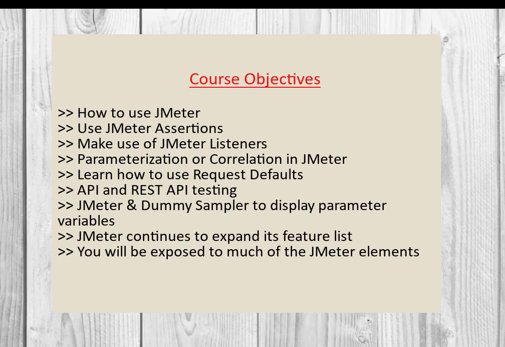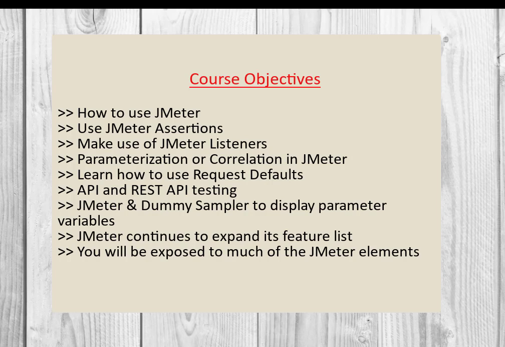API and REST API testing are another major area of performance testing. You will see how JMeter addresses testing APIs. There are times when, during a test, you want to know what parameter variables are set to at a point in time. JMeter provides a dummy sampler usage to display them at any time in the test.